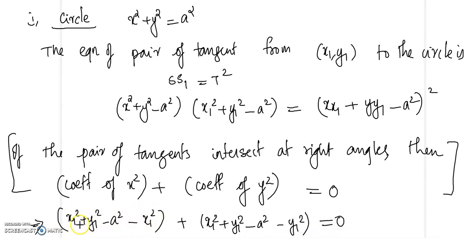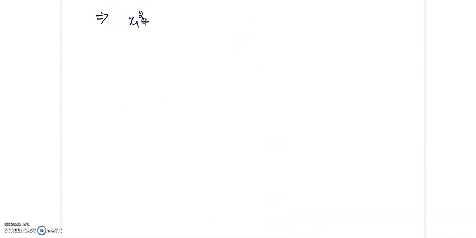From here x1 square will cancel off, y1 square will cancel off. So we are going to get x1 square plus y1 square is equal to 2a square. Now x1, y1 is any point such that the tangents are intersecting at right angles. So any such point x1, y1 will satisfy this equation. So the locus of x1, y1 will be, you can replace x1 and y1 by x and y. So you will get x square plus y square equal to 2a square.